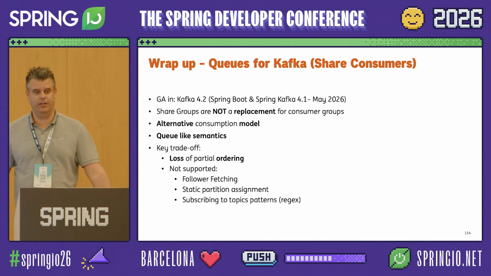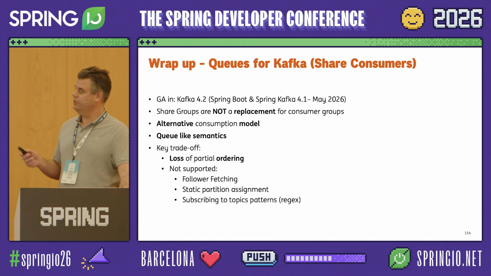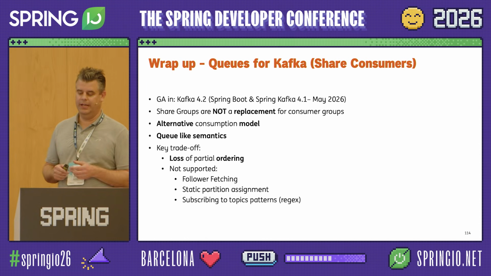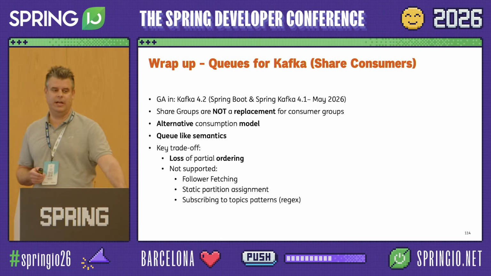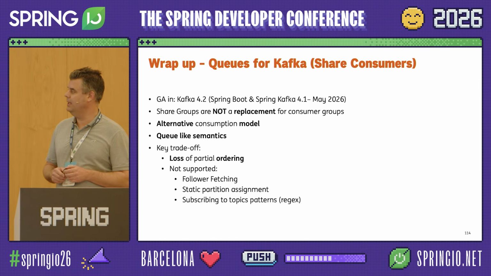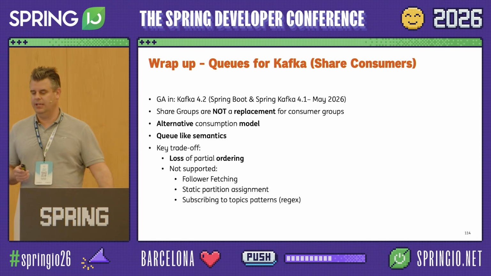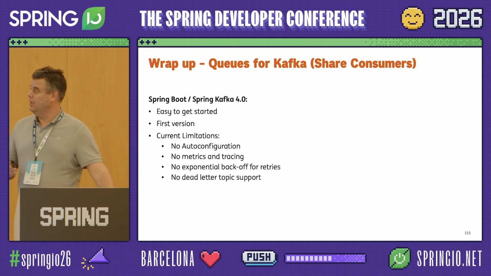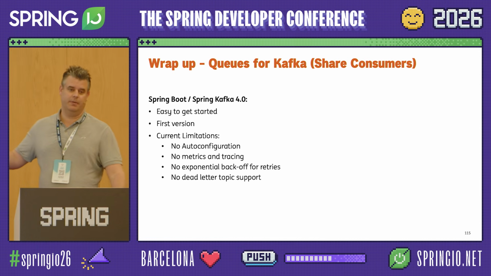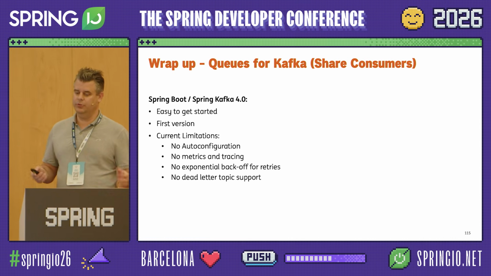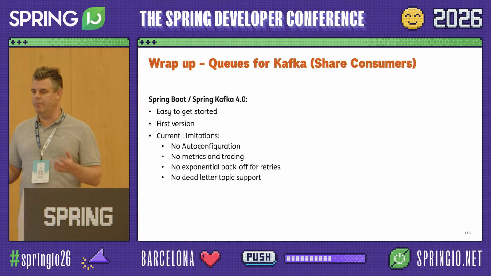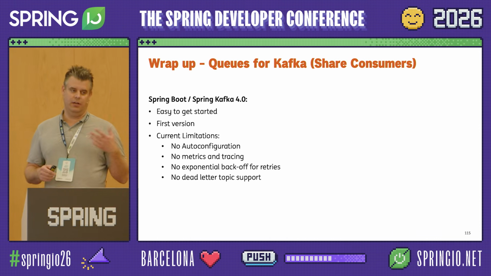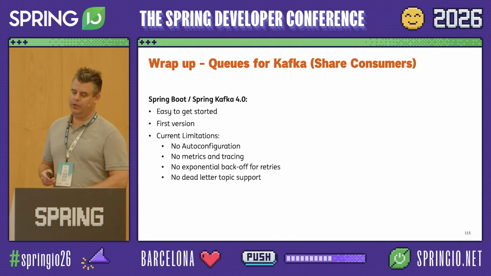Be aware again of the trade-offs. There's loss of ordering of messages. It's not supported to fetch from a follower. The static partition assignment is not possible, and also subscribing to topics using a regular expression is not yet there. You saw it's easy to get started with Spring Boot. It's more or less the same programming model you're used to, but it's also really an early version. There is no auto-configuration, there are no metrics exposed for share groups, and also distributed tracing is not yet working.